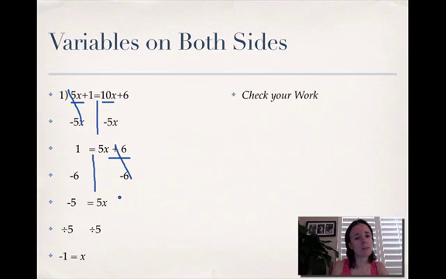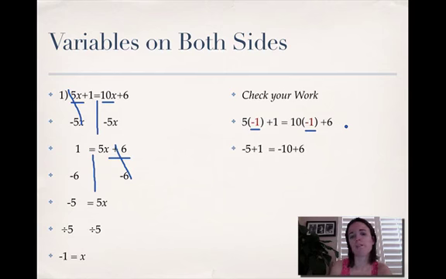So we always want to check our work, especially with problems like this. It's so easy to make a mistake. So wherever I had an x, I'm going to put in a negative 1. So it was 5 times x plus 1, now it's 5 times negative 1 plus 1. Was 10x plus 6, now it's 10 times negative 1 plus 6. So I have negative 5 plus 1 equals negative 10 plus 6. Got that from multiplication. I'm going to simplify. I'm just going to do that by adding.